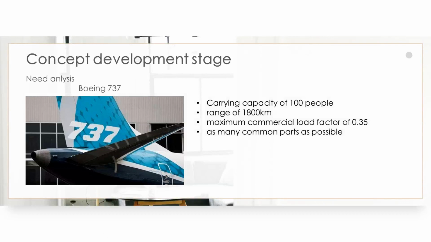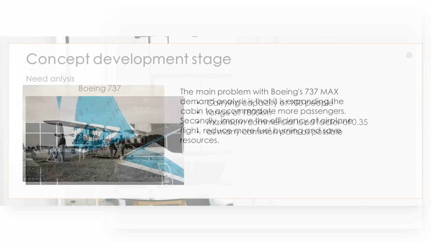In the concept development stage of the Boeing 737, our needs analysis is that this plane needs to carry 100 people, with a certain range, the maximum commercial load factor, and as many common parts as possible, because this can save our cost.